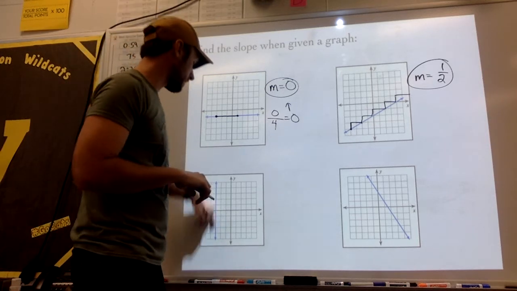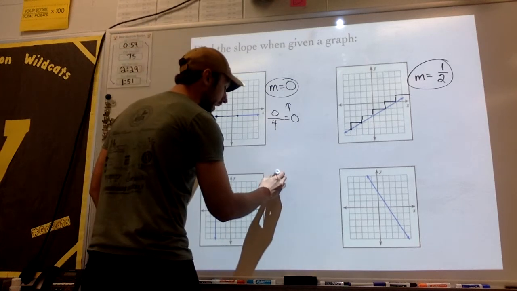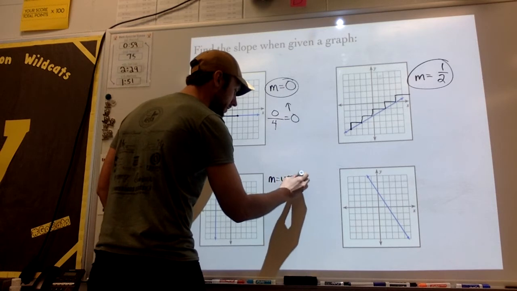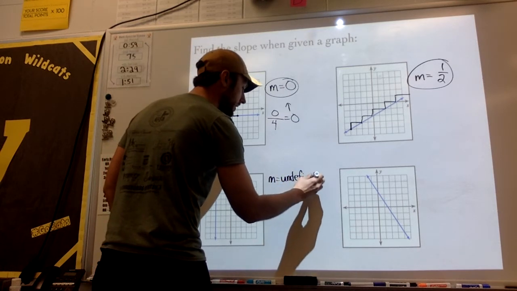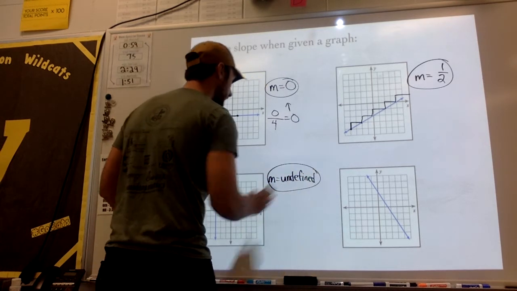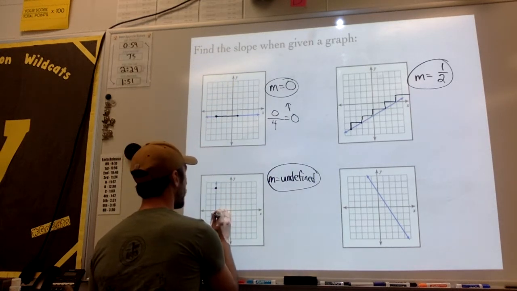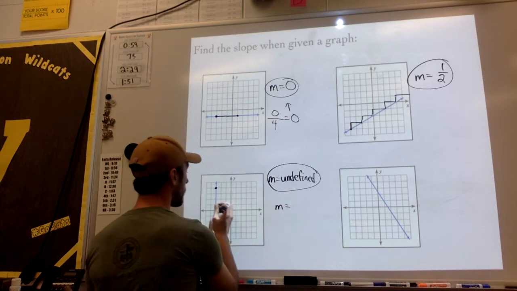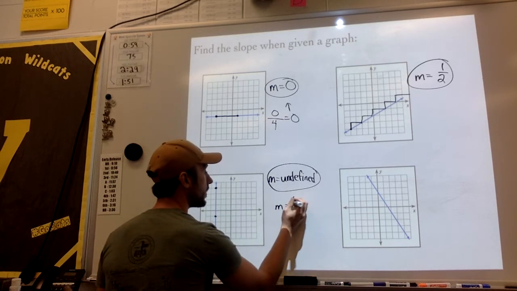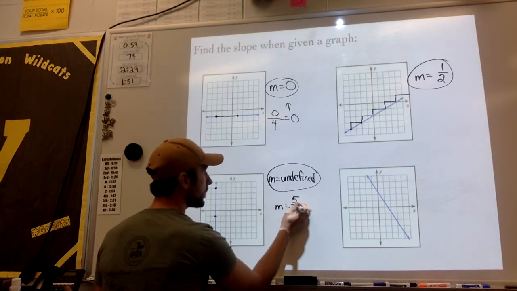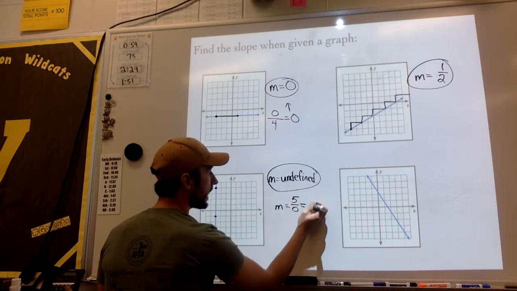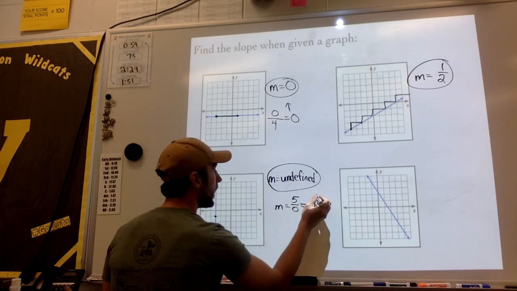Right here, it's straight up and down. That would give us a slope that is undefined. And the reason it's undefined is let's actually pick 2 good points. If I pick a good point right there and a good point right there, I'm going to rise up 1, 2, 3, 4, 5, and I'm going to run over 0. And I can't divide a number by 0.